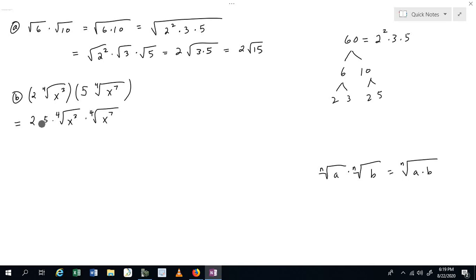Okay, so obviously that's 10, right? 2 times 5 is 10. And then we can combine these under one radical since they have the same index of 4. So it's the 4th root of x cubed times x to the 7th. And here, of course, you would add exponents, so it's really x to the 10th, which makes sense because there's 10 x's here.